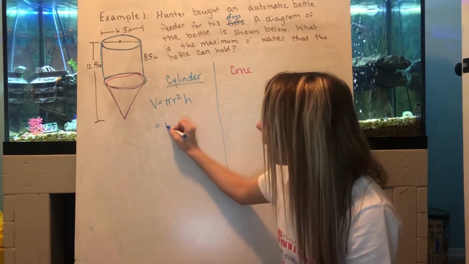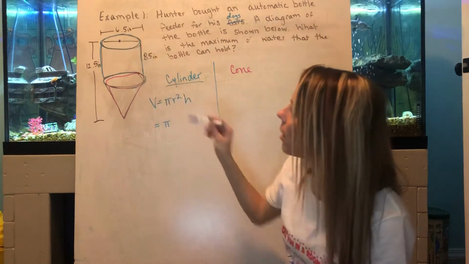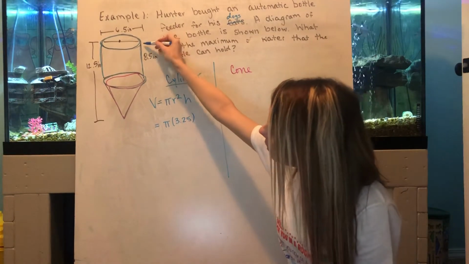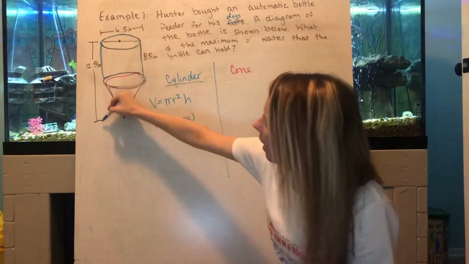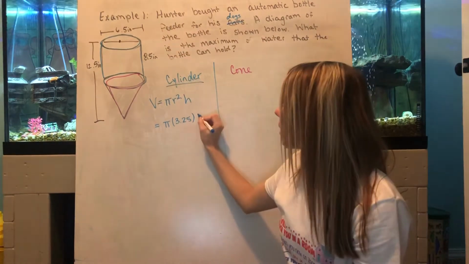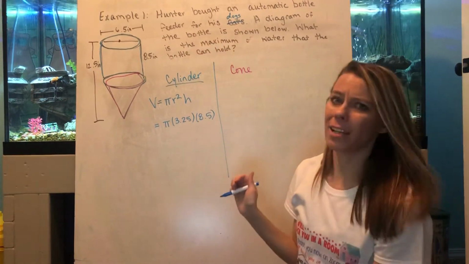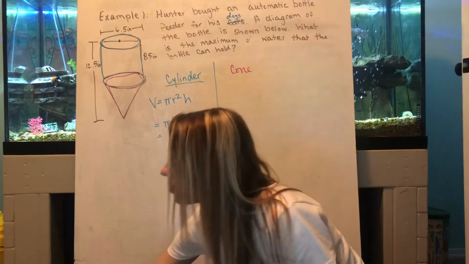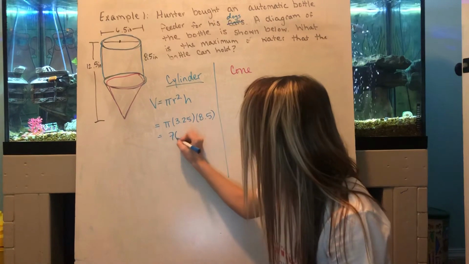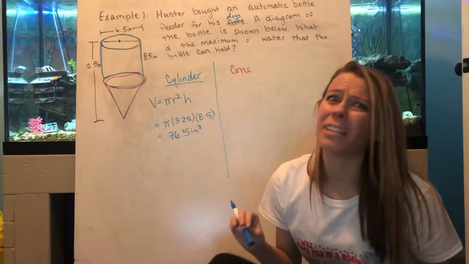So we have pi, and then our radius would be half of the 6.5, so 3.25, times our height of just the cylinder. 12.5 is the height of the whole thing. 8.5 is the height of the cylinder. So times 8.5. You have to really pay attention to your labels on these. So then I'm going to type that into a calculator, and I get 76.5 cubic inches, and that's just for the cylinder part.